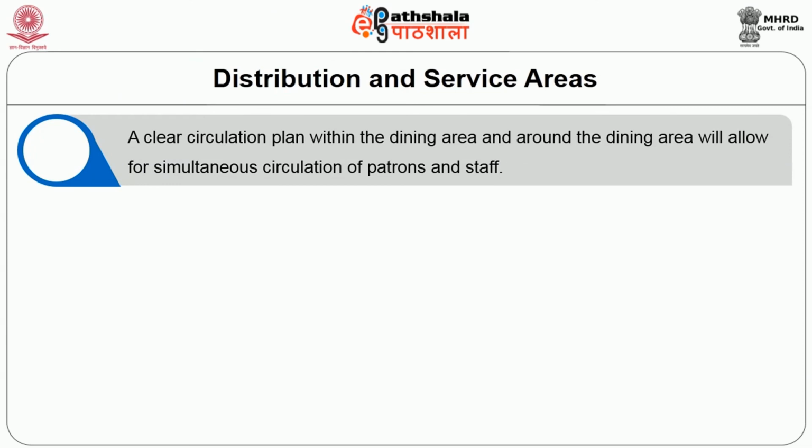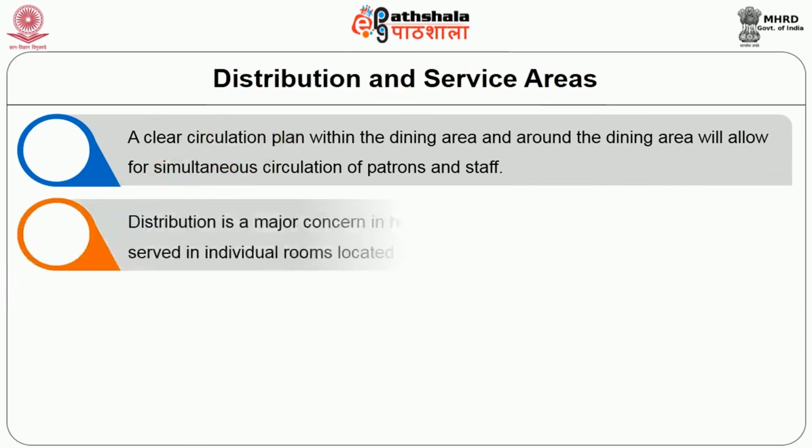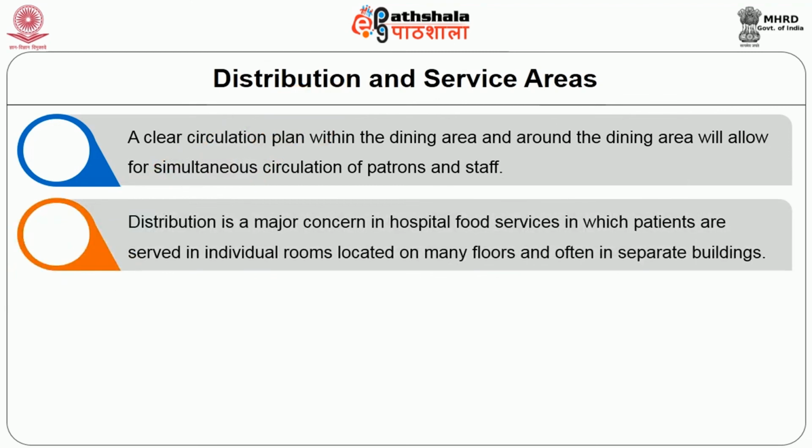A clear circulation plan within the dining area and around the dining area will allow for simultaneous circulation of patrons and staff. Distribution is a major concern in hospital food services in which patients are served in individual rooms located on many floors and often in separate buildings.